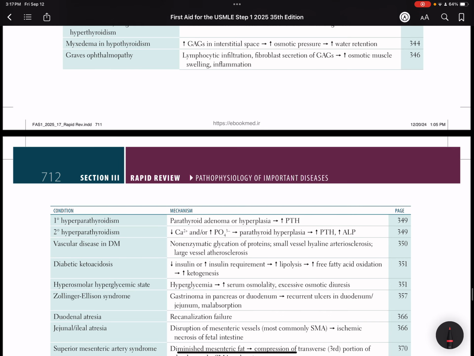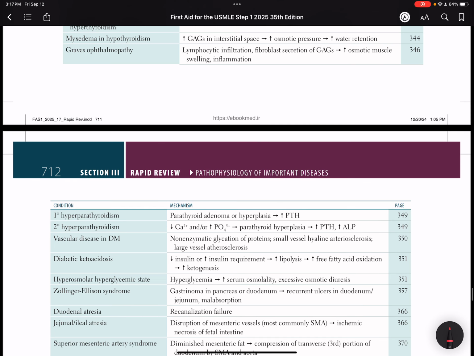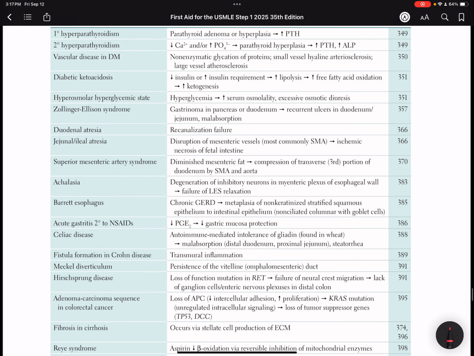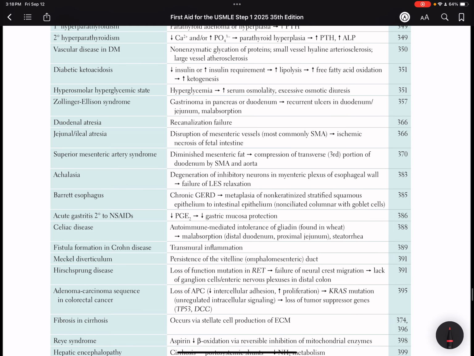Graves' ophthalmopathy is caused by lymphocytic infiltration and fibroblast secretion of GAGs. Glycosaminoglycans increase osmotic muscle swelling and inflammation. Next condition is primary hyperparathyroidism. Primary hyperparathyroidism caused by parathyroid adenoma or hyperplasia leads to increased parathyroid hormone. Secondary hyperparathyroidism leads to decreased calcium or increased phosphate, leads to parathyroid hyperplasia, increased parathyroid hormone, increased alkaline phosphatase.